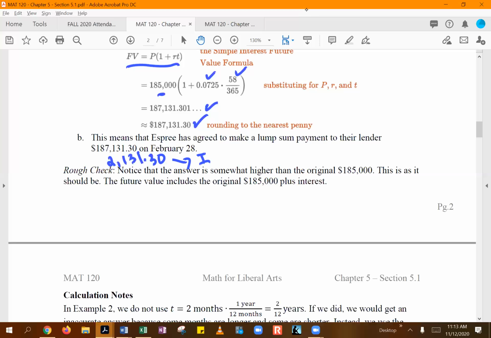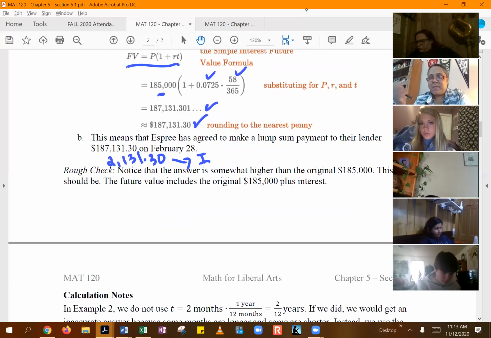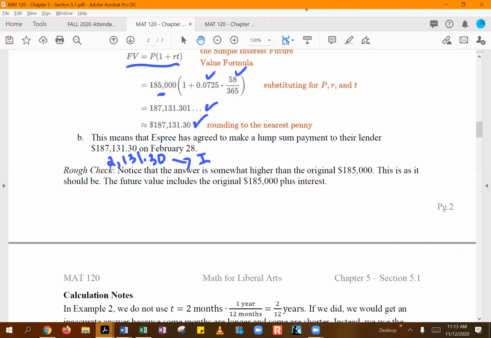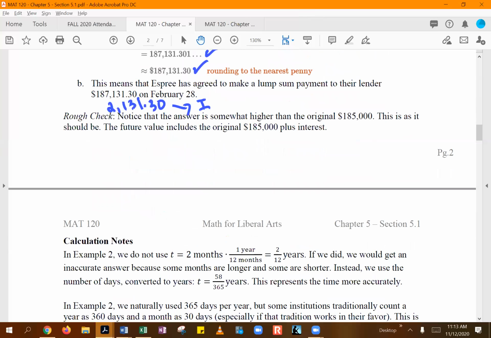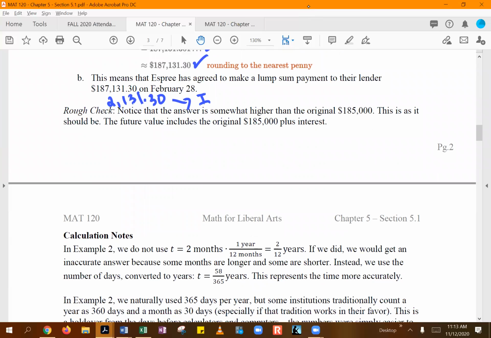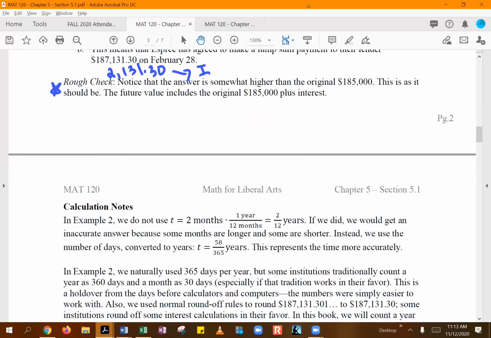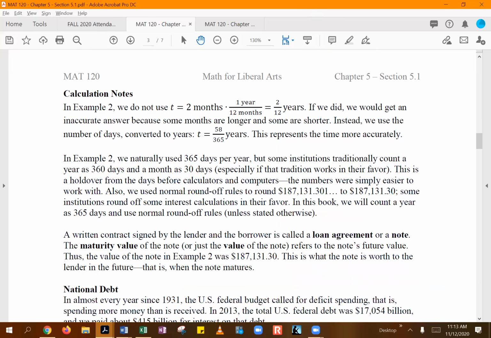And think about that, guys. This is for 2 months, right? I mean, barely January and February, and you're already paying $2,000 just in interest on top of what you borrowed, because you do have a 7.25% rate of interest over here. And they're just talking about a rough check over here, because since you're adding the interest to the principal, your dollar amount for the future value has to be a little bit larger than what you started out with.